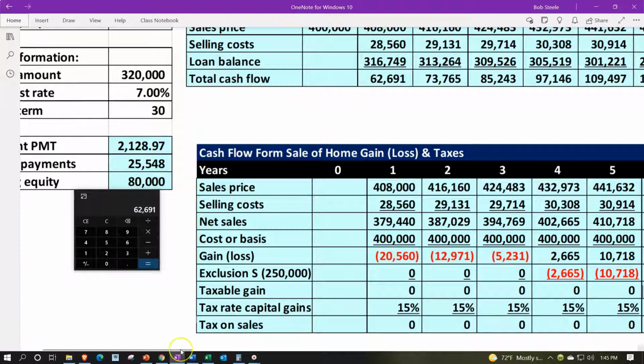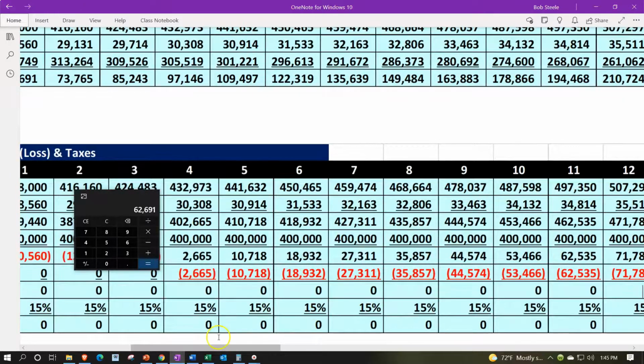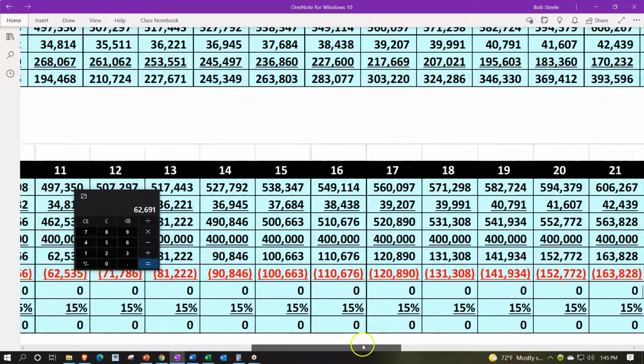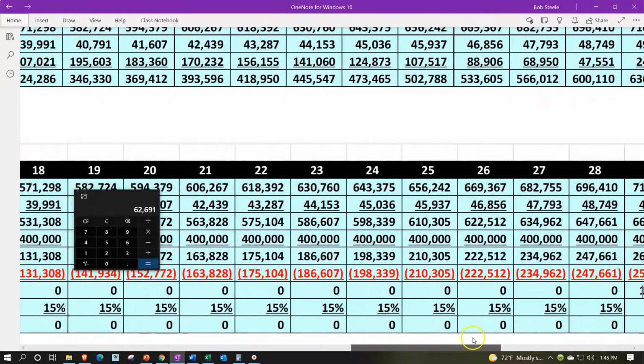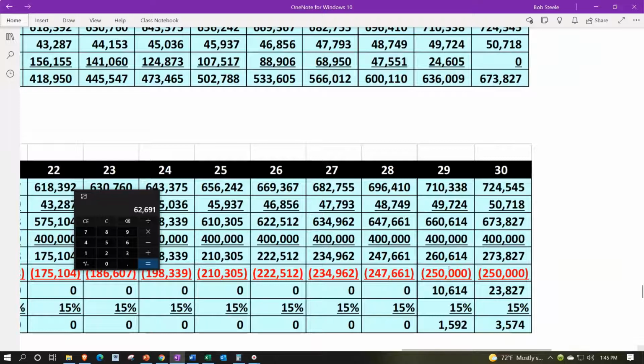And then we don't have an exemption. We don't have any tax consequences because the exemption wipes out the gain all the way out here until we get past this amount, all the way out to year 29. Then we have a tax consequence. And that's because we're single. If we were married, then we get a $500,000 exemption currently. That would wipe it out as well.